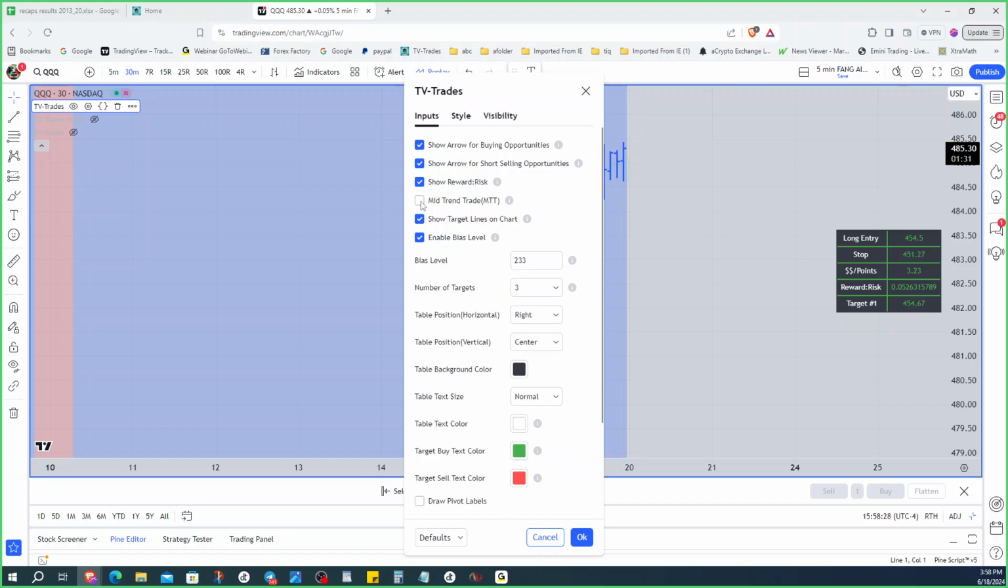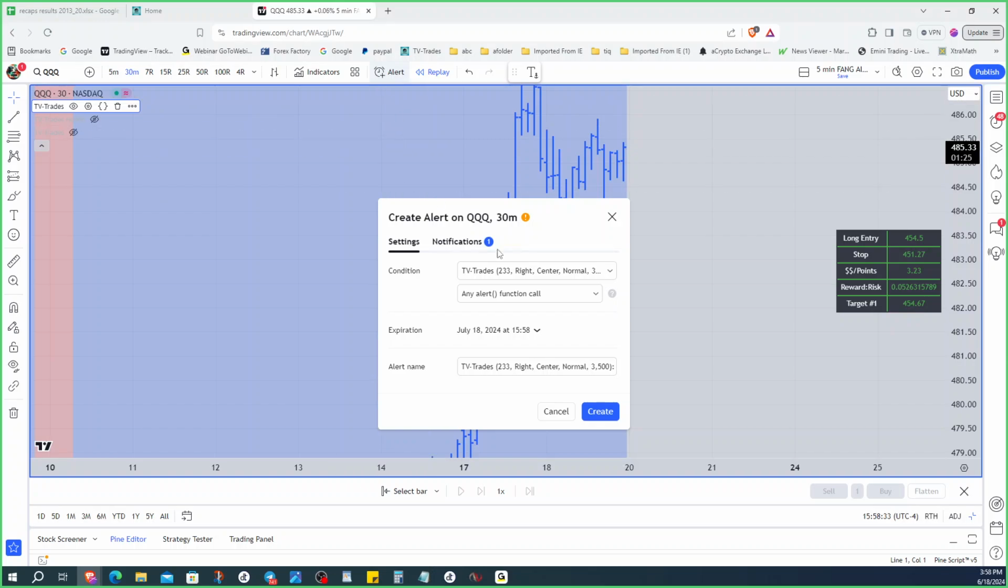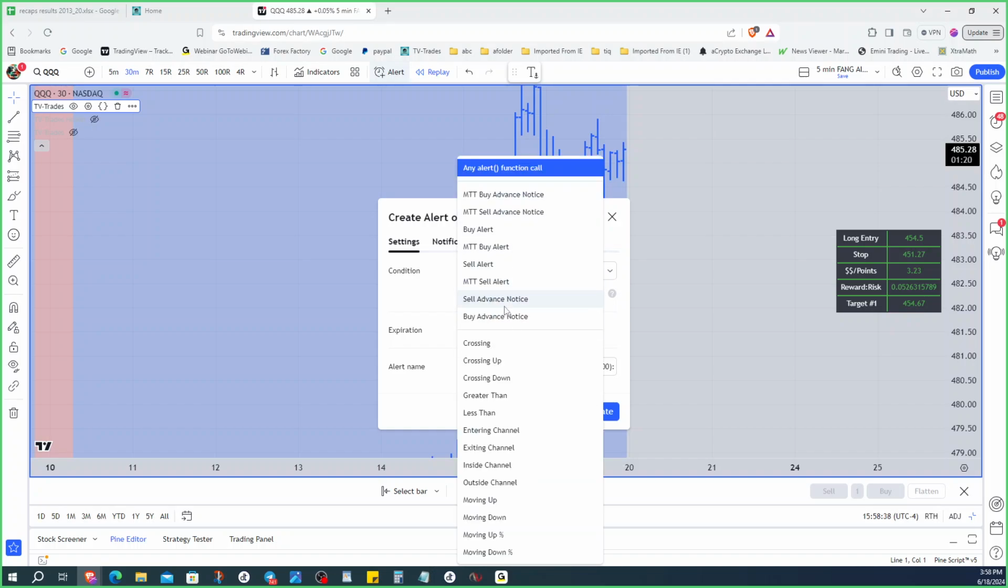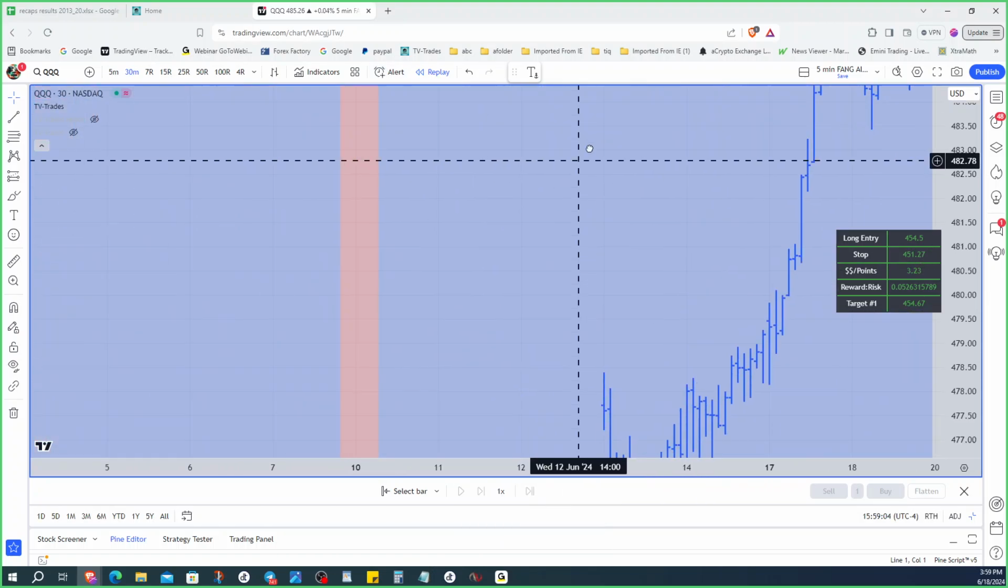So you've got to make sure you have whatever you're going to set turned on, and then you can come in here and set your alerts. You come in here and use the TV trades and set the alerts. Now, I did the mid-trend trade advanced notices. That's going to happen when you get the little black arrows most of the time. Whenever you get a black arrow, it's going to happen. And the actual mid-trend trade buy and sell alerts. And these buy and sell advanced notices, you get those when, let me show you.